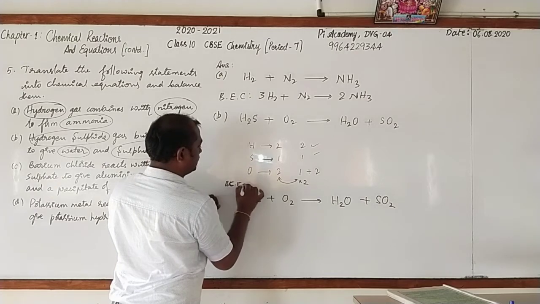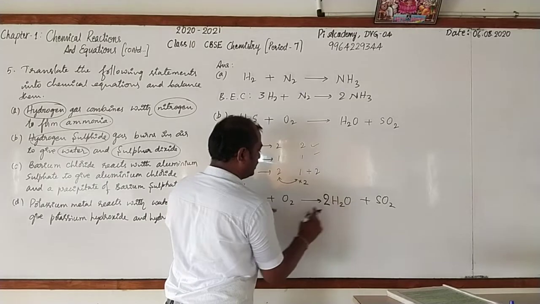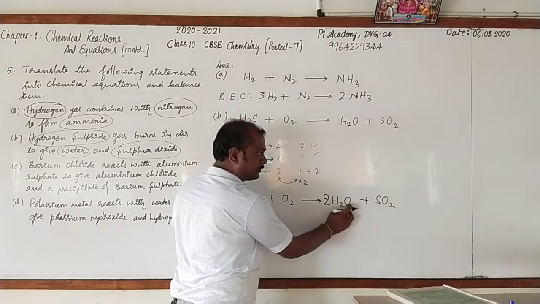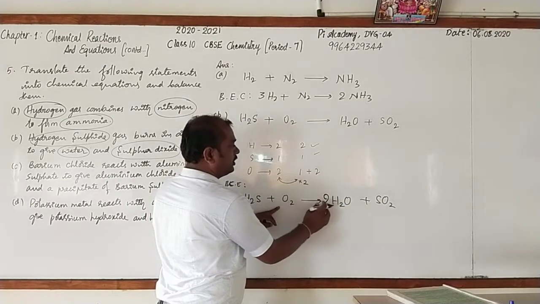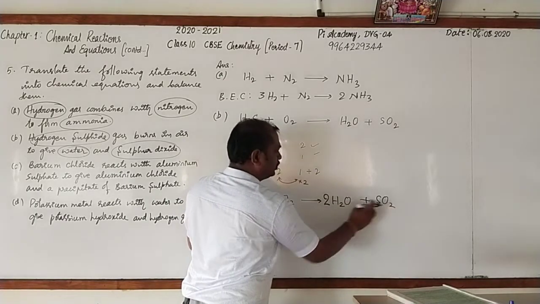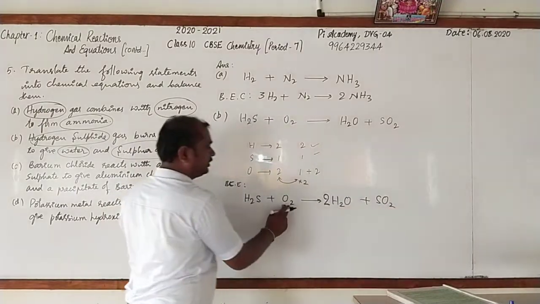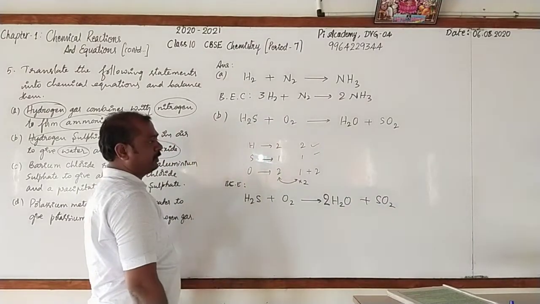Balanced chemical equation. Look here, 2 should be multiplied here, 2. Now see that 2 atoms of oxygen. Then here 2. If it is 2, 4. But here 2 are there. How do you go for balancing?